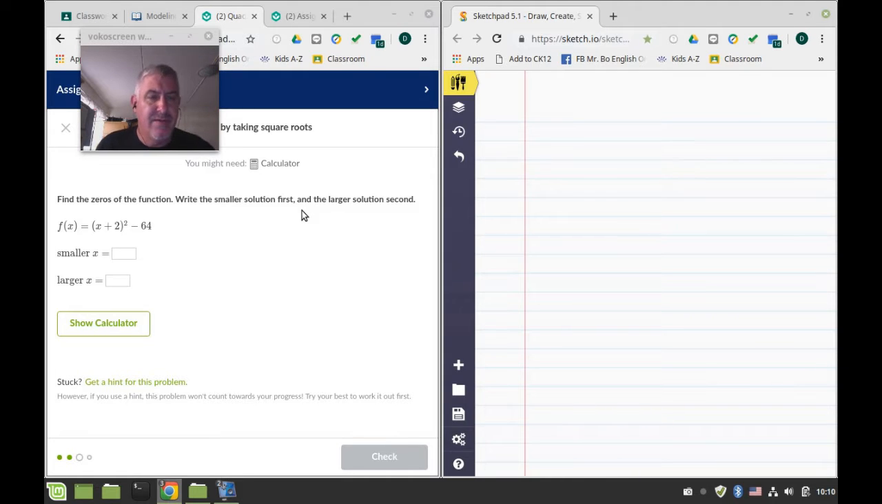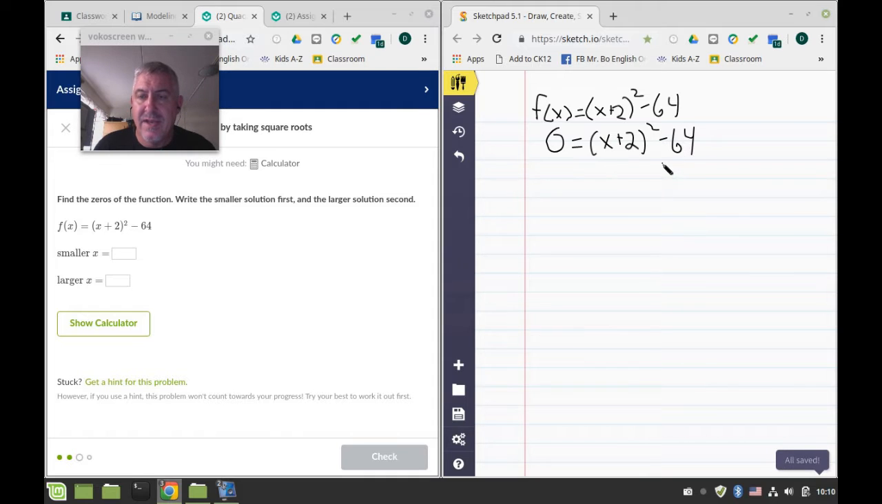All right, we're on number 3. Find the zeros of this function. So our function in function notation is f of x is equal to (x plus 2) squared minus 64, and we want to know the zeros, so we want to know when the function is 0. And then my inverse order of operations.